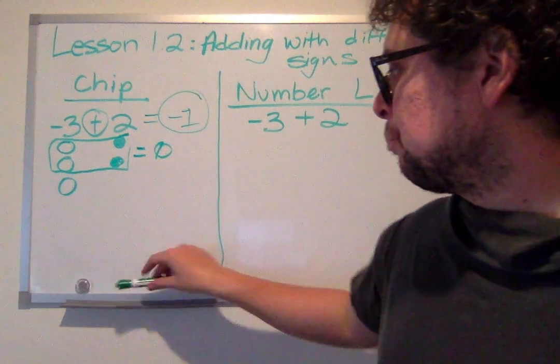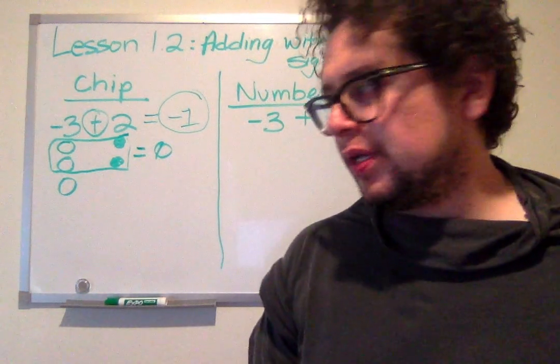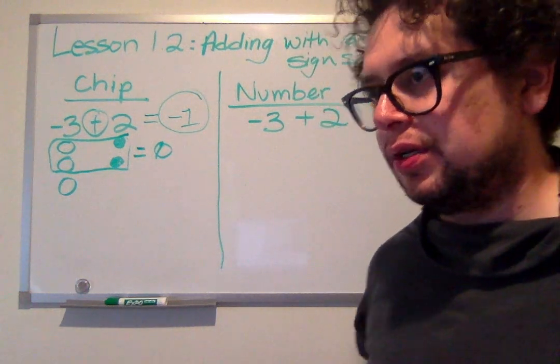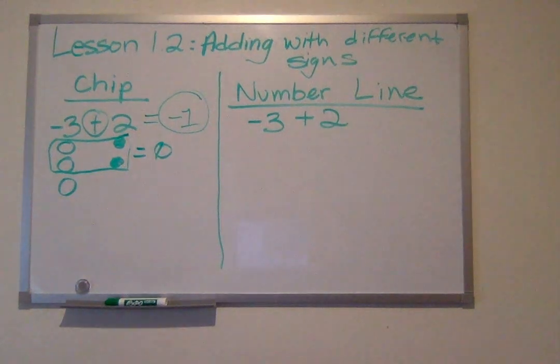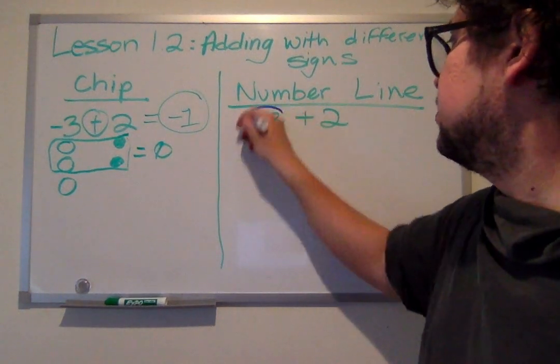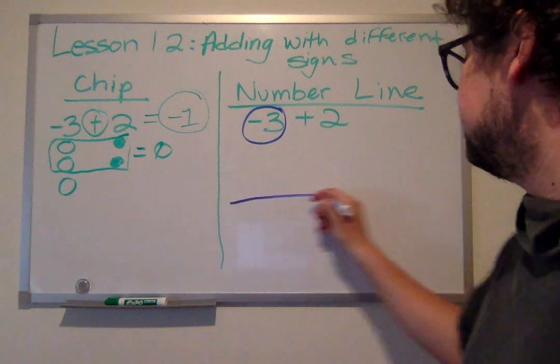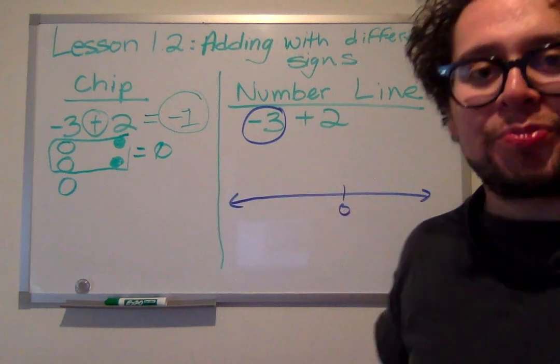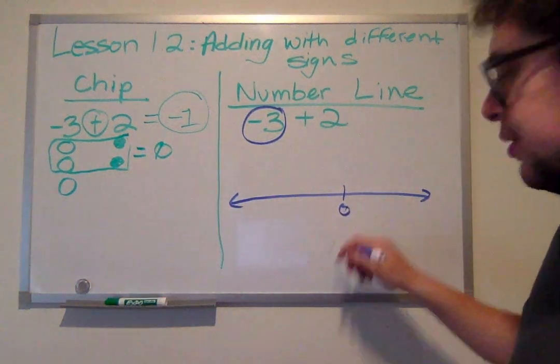Okay, when I'm doing the number line, it's going to be a little bit different, but it's almost the same idea. We want to just represent it on a number line. Okay, so I'm starting with -3, so I'm going to draw my number line. Here's my 0. Okay, put a dash through it.